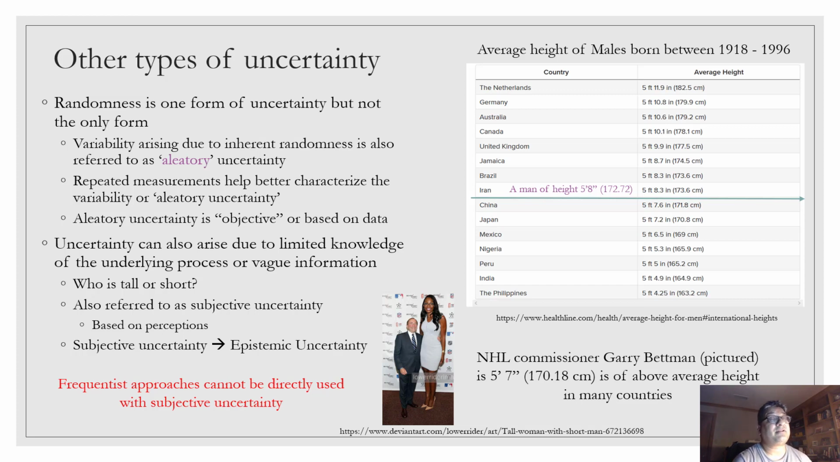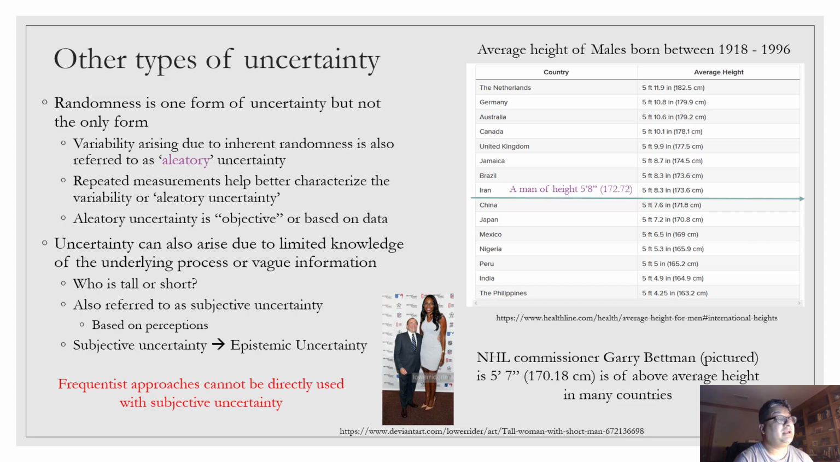The stochastic approach or the frequentist approach, where we are making repeated measurements, is not the only type of uncertainty. There can be other types of uncertainty. Variability that arises due to inherent randomness is also called aleatory uncertainty, or stochastic uncertainty, or objective uncertainty, because when we make repeated measurements, it better characterizes the data.